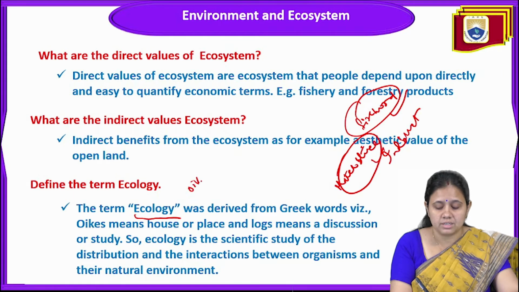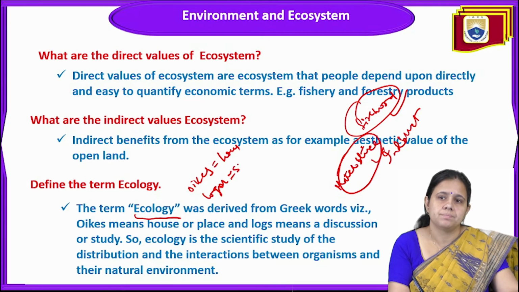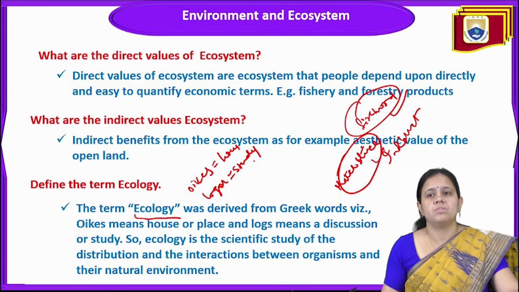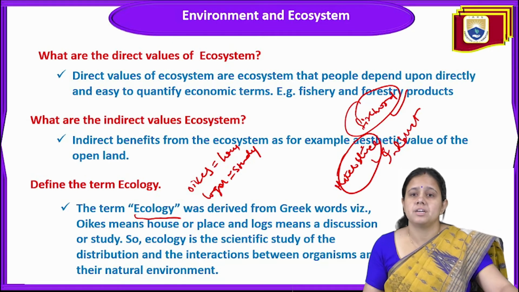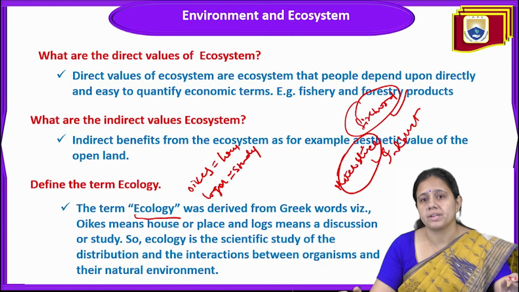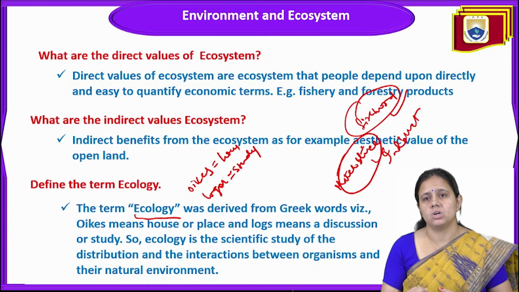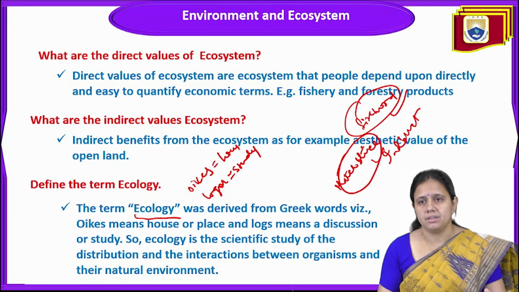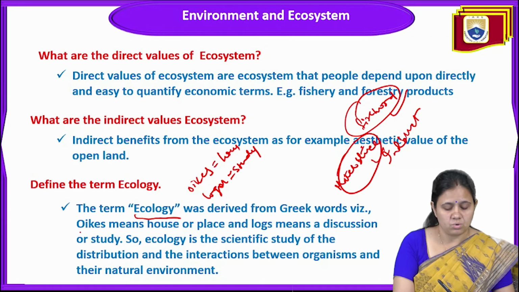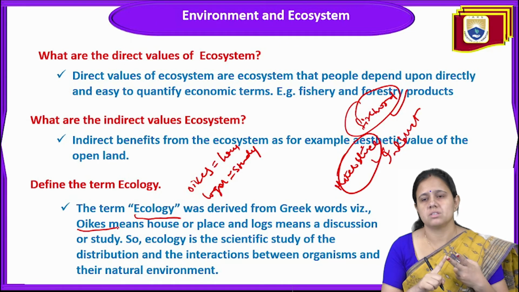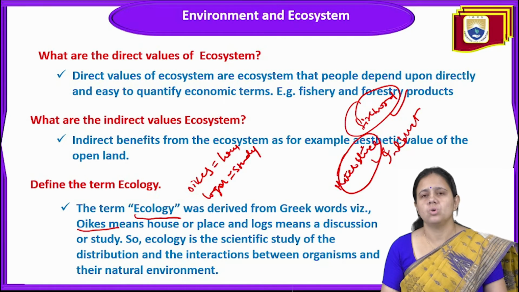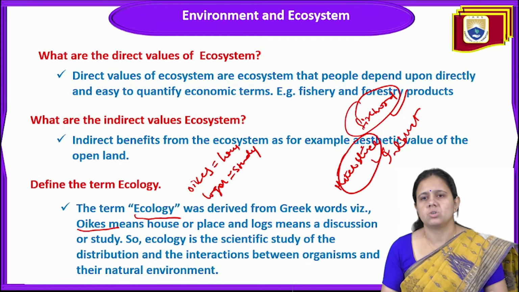First of all, one word is there, oikos, that means house, and logos, that means study. So the scientific study of distribution and interaction between organisms and their natural environment is called ecology. Ecology has been derived from a Greek word. Oikos is the first word and logos is the second word. Oikos means a house and logos means to study. So we can define ecology as the scientific study of the distribution and the interaction between organisms and their natural environment.